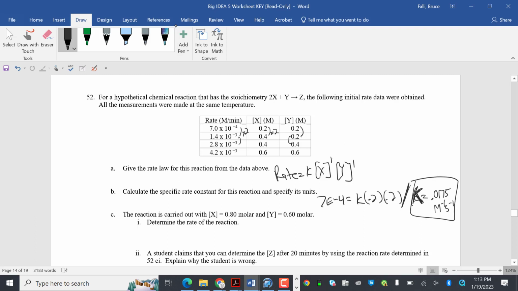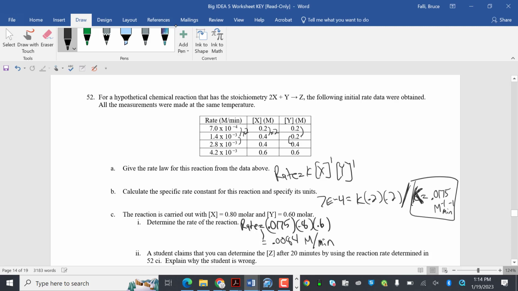The reaction is carried out with X at 0.8 and Y at 0.6. Determine the rate of the reaction. So again, I'm going to just plug it in. Rate equals K, 0.0175, times 0.8 to the first, 0.6 to the first, equals 0.0175 times 0.8 times 0.6, which is 0.0084. And that's going to be in molarity. Hey, we're in minutes this time. I called that seconds. How dare I?